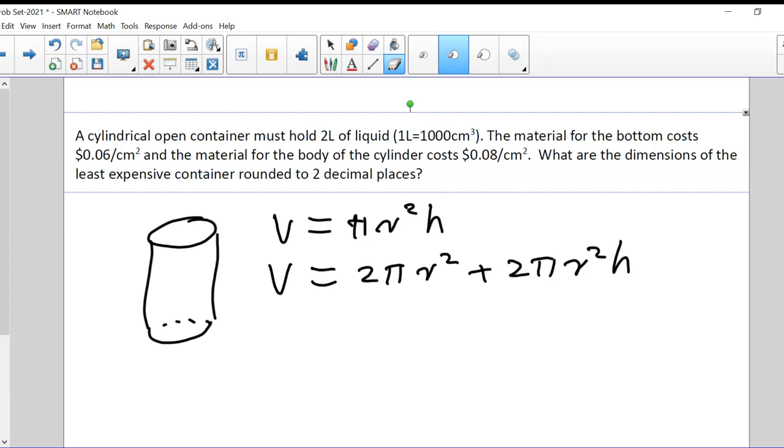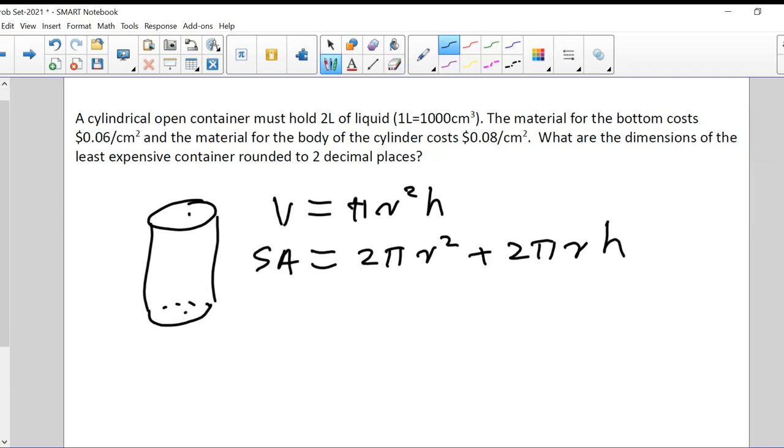Just for the record, the 2 circles, the circle at the top and the circle at the bottom, are why we have the 2 pi r squared here, because we have 2 circles that are part of the surface area. Okay? And what I was about to say is that this part of the formula here is the body of the cylinder. That's the part that's going to be 8 cents per centimeter squared. This part of the formula that I'm pointing to represents the cost of the bottom.